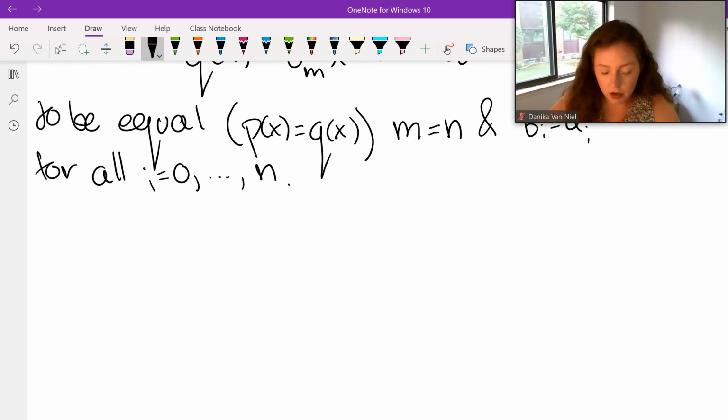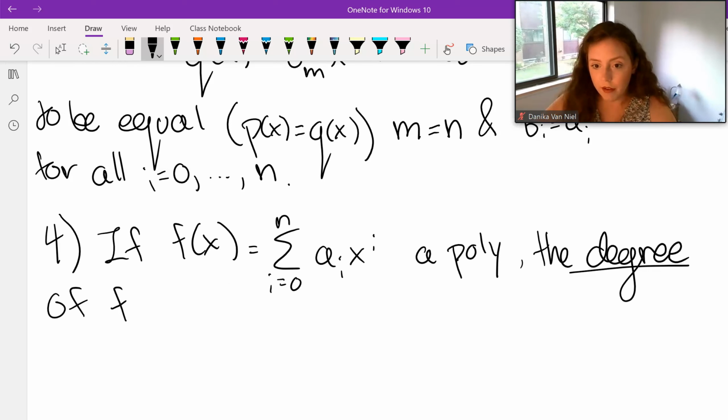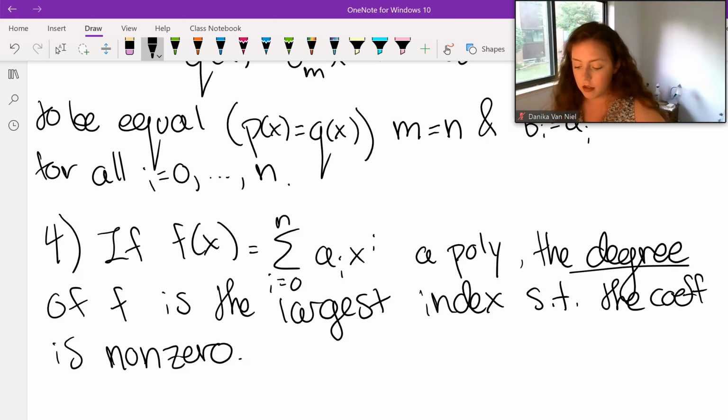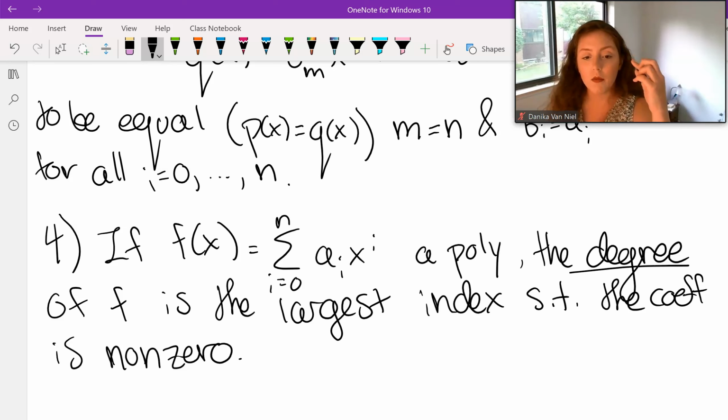Okay, fabulous. Another definition. If f of x is a polynomial, then the degree of f is the largest index such that the coefficient is non-zero. So index, all I mean by that are these i's that we're talking about. So the degree of f is at most going to be n, right? So a sub n might be 0, we don't know, okay? But it's certainly not going to be n plus 1 because we don't even have it that high, okay? So those are definitely 0. So let's talk about some examples and we'll try to work them out together.